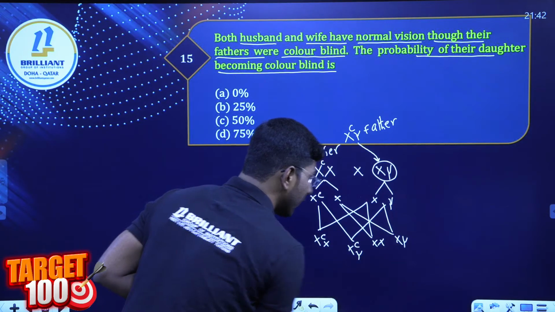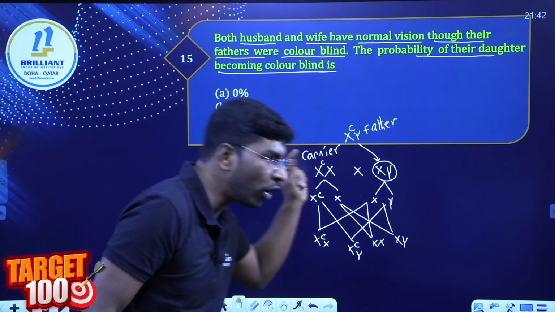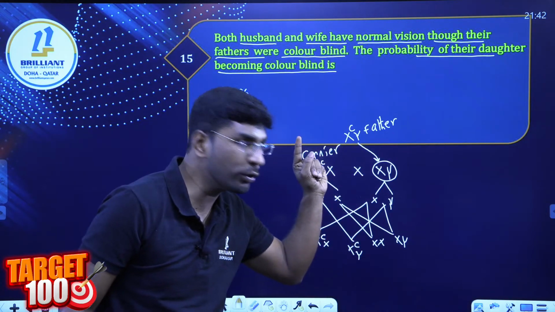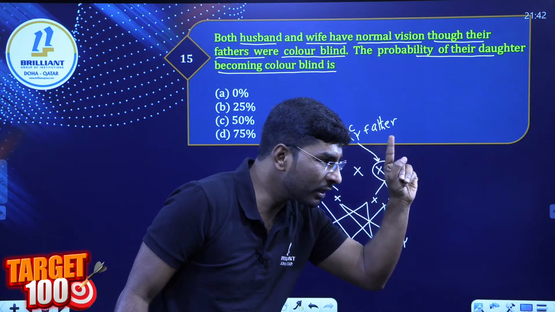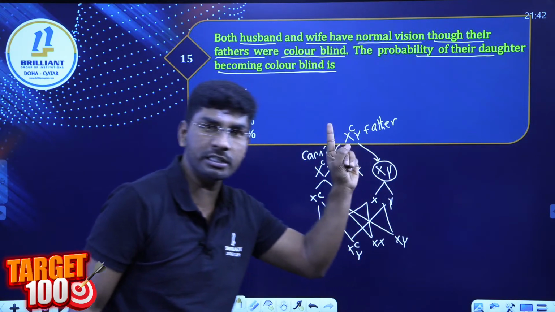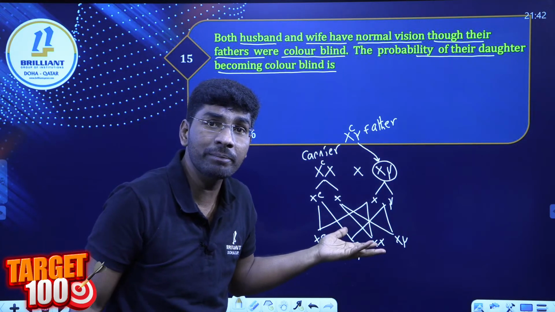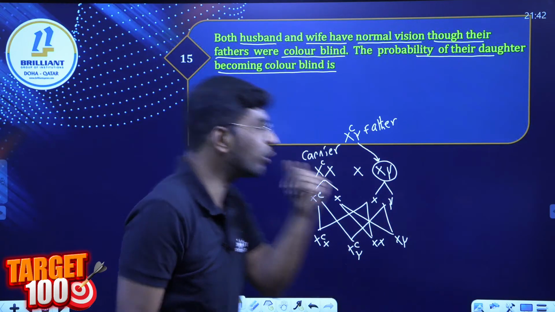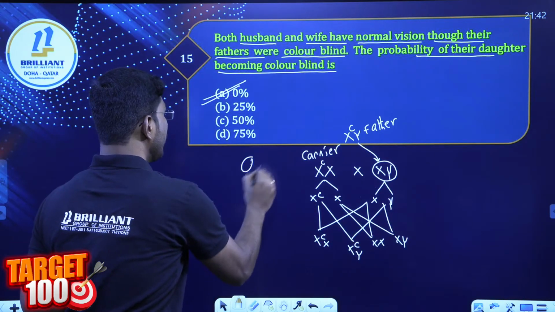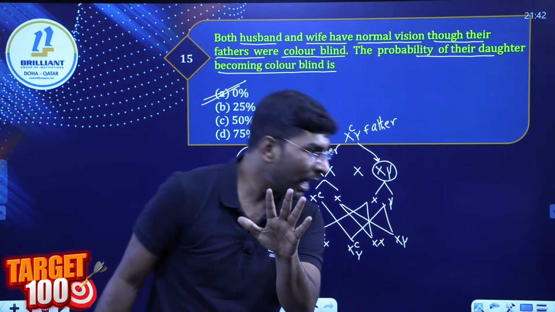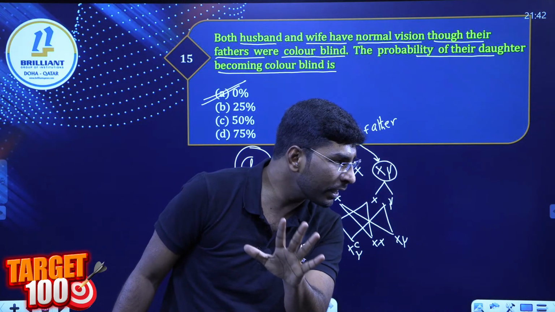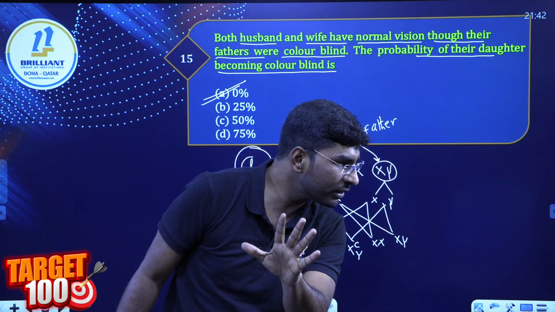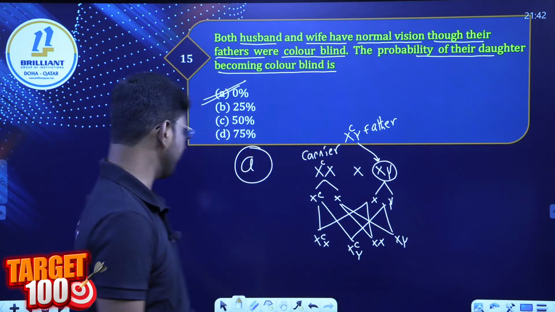XY, no son affected. That means our answer is what? Our answer is 0%, right? Am I clear, online student? Answer me. 0%, right? The daughters are not colorblind. Their carrier daughters are there, but there is no affected individual. So our answer is 0%. Am I clear? Are you with me? Is it clear till here? Everything clear? Right. Next question.